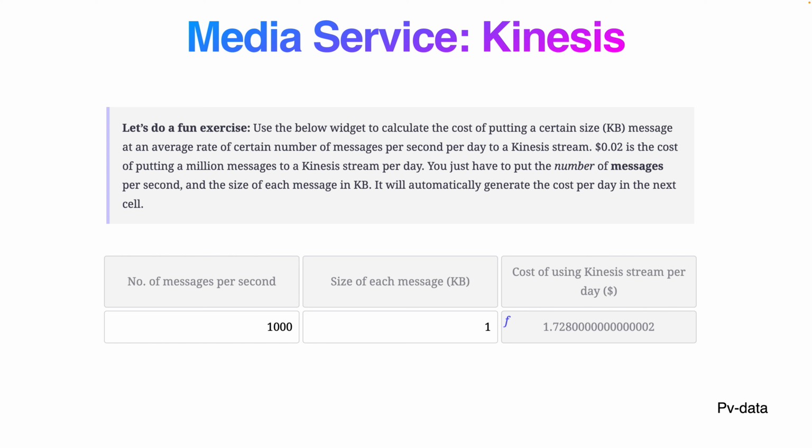So let's do a fun exercise. You calculate the cost of putting a certain size of message at an average rate of a certain number of messages per second per day, and Kinesis is 0.02 for putting a million messages in a Kinesis stream a day. Just put in the number of messages per second and the size of each message in KB, and it will automatically generate the cost per day in the next cell. So you can see this is the cost per day. The number of messages is 1000, each message size is 1 KB, and the cost is less than $1.